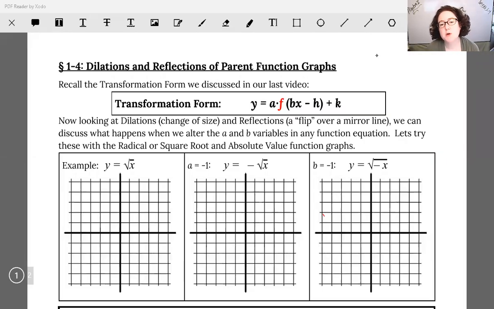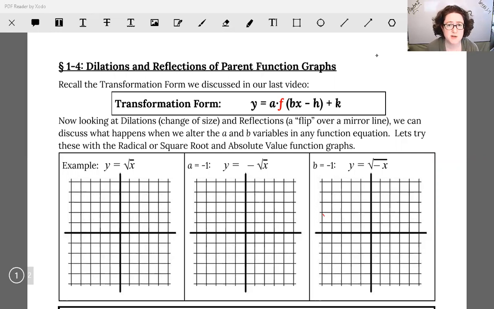In today's video, we're going to look at dilations and reflections of parent function graphs. So we're going to be looking at more transformations. Last time we looked specifically at translations, where we were just moving our graphs left, right, up, down, and we were looking at what happens when we plug in an h value or a k value. So don't forget your resultant equation.